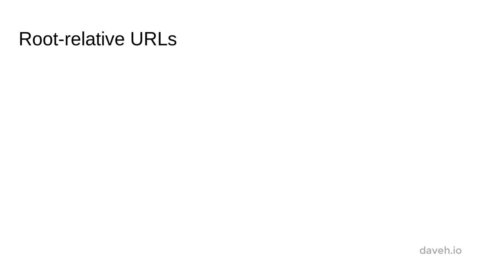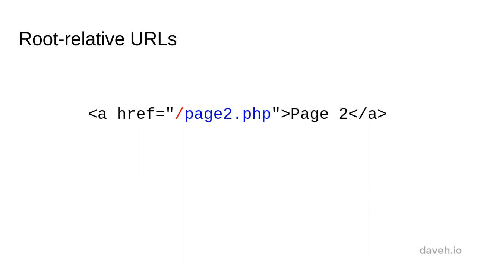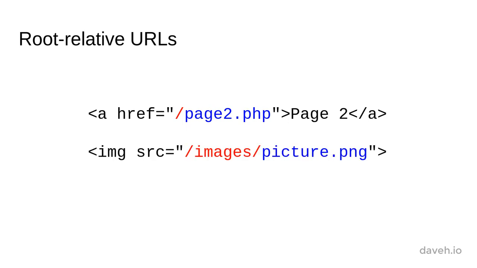This problem can be fixed by using root relative URLs. A root relative URL starts with a slash. These are always relative to the root of the site. For example, this anchor tag contains a URL that points to the page2.php file in the root of the site. This image tag source is the file picture.png in the images folder, which is also in the root of the site. Root relative URLs are particularly useful when moving code between servers, for example, when putting your site live.